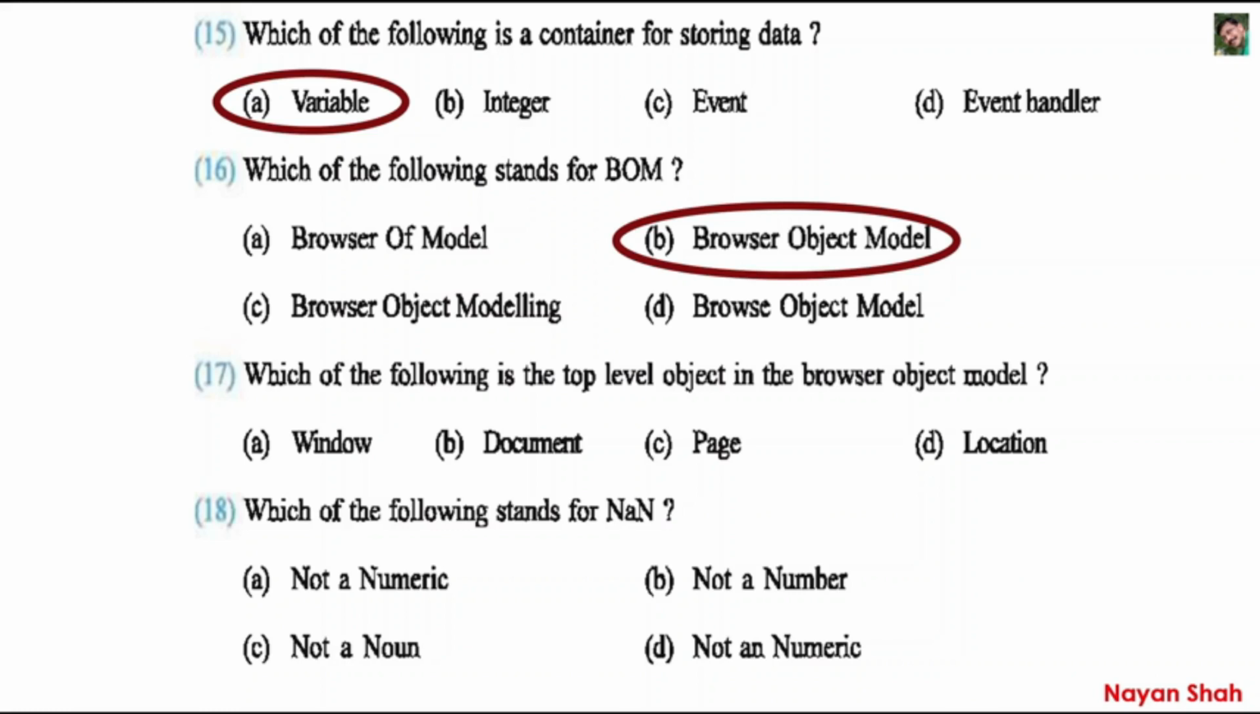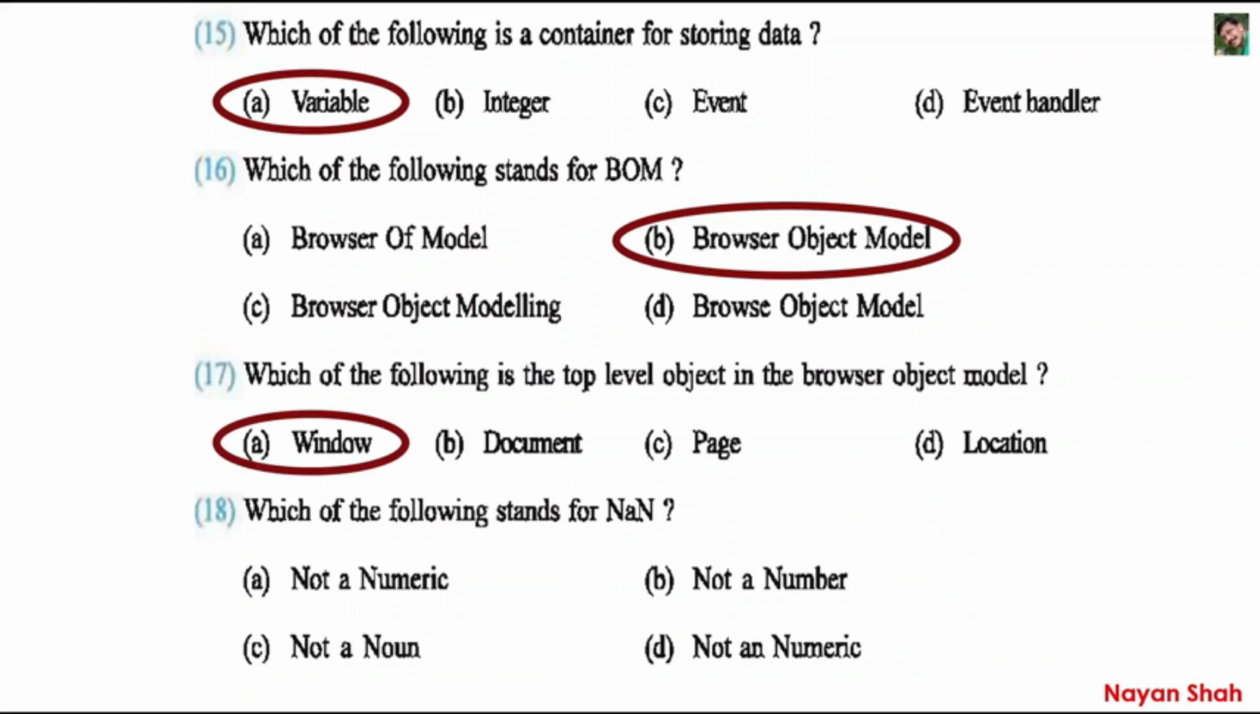MCQ 17. Which of the following is the top level object in the browser object model? Top level object. So which of the following is the top? On the top, the highest on the top is which object? So for browser object model, on the top is the window object.